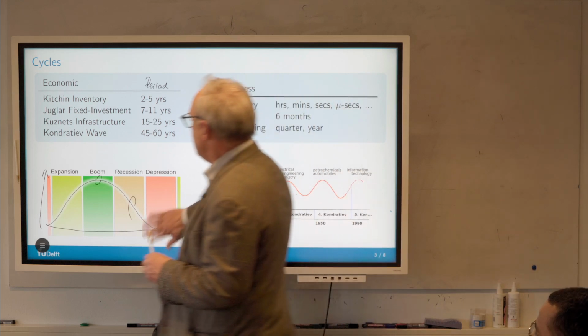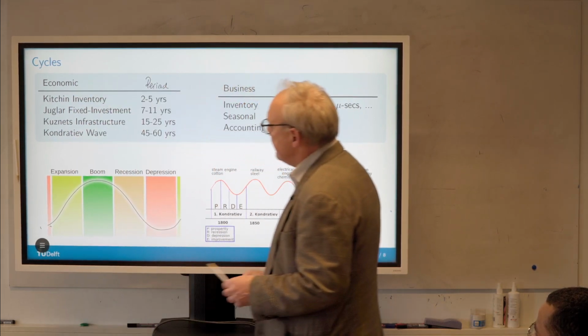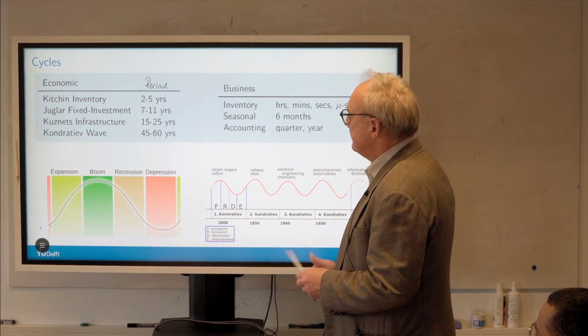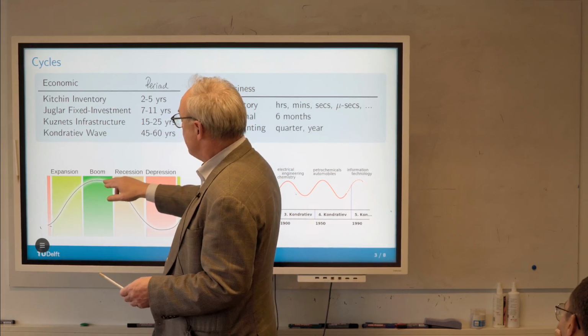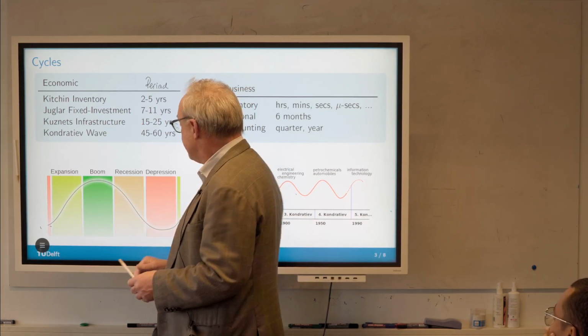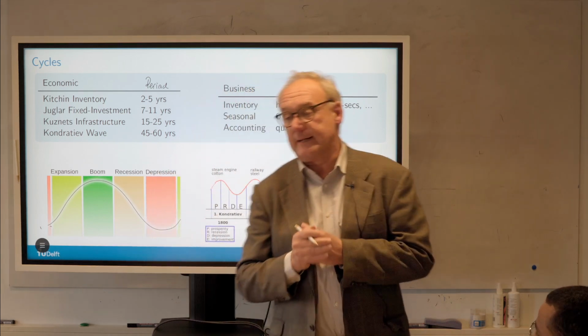This is called the Juglar cycle, and you can read up about it. You see they expand, so economic activity goes up, there's a boom period, then comes the recession, then the depression. They have long discussions whether these things are necessary or not. Some economists will claim it's not.